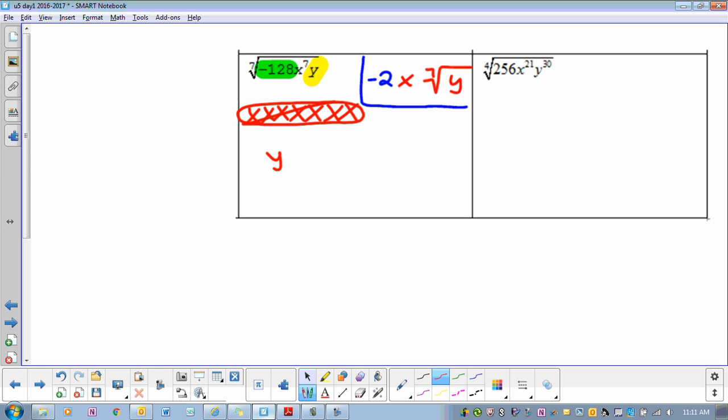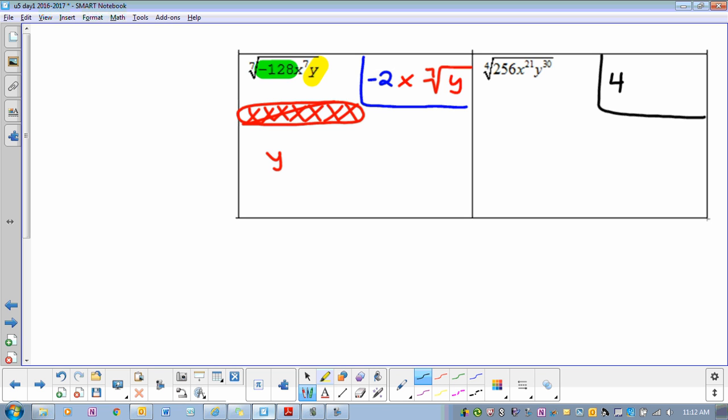All right, let's look at the next one. I think we have time for this one. Yeah, we do. So put in the 4th root of 256 and tell me if you get a nice, pretty number. 4? 4. Good. So 4 comes out.